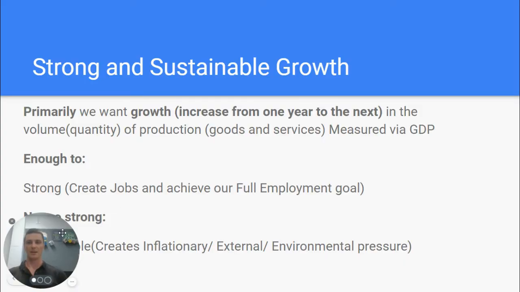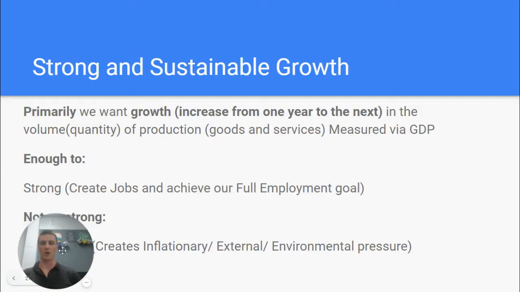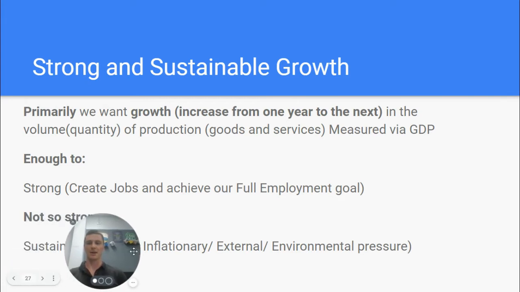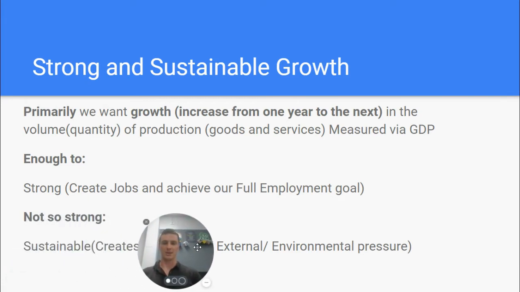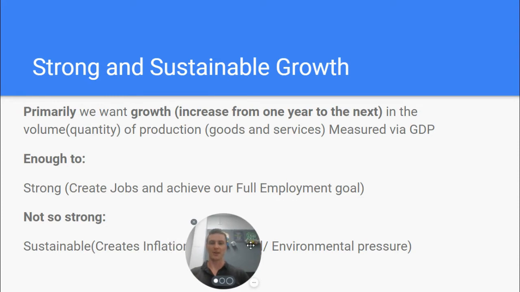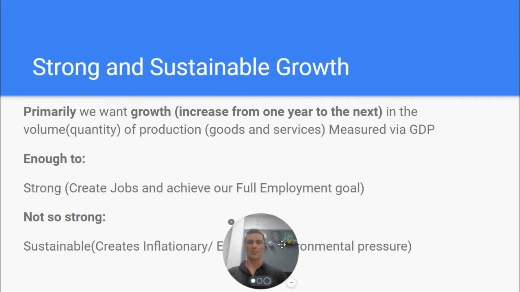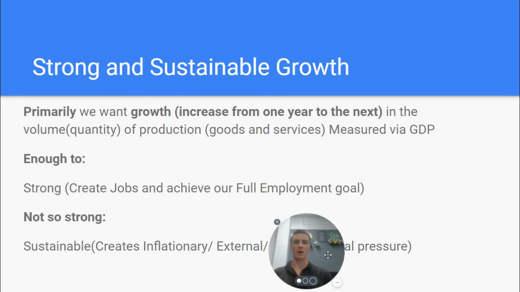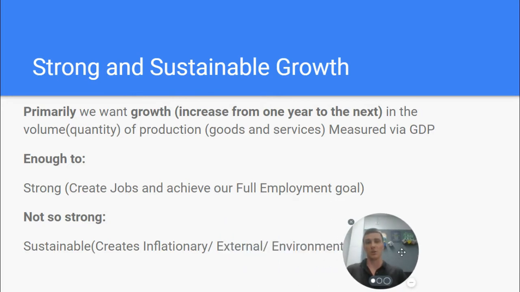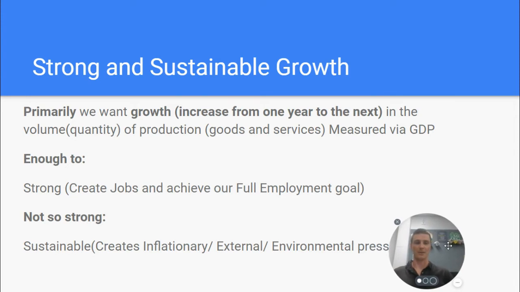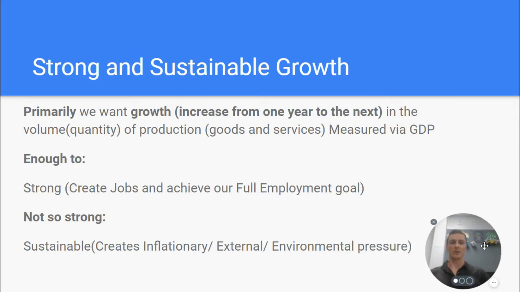So remember, strong and sustainable growth. Students get confused with this goal each year. It doesn't mean that we don't have any inflationary pressures in the economy. What it means primarily is we want to grow the economy. That's what you should be thinking when you're trying to make a judgment, which you need to do a lot in an economics paper, let's face it, about whether or not the goal's been achieved. Okay, so we want primarily to increase the volume or the quantity, basically to produce more goods and services from one year to the next.